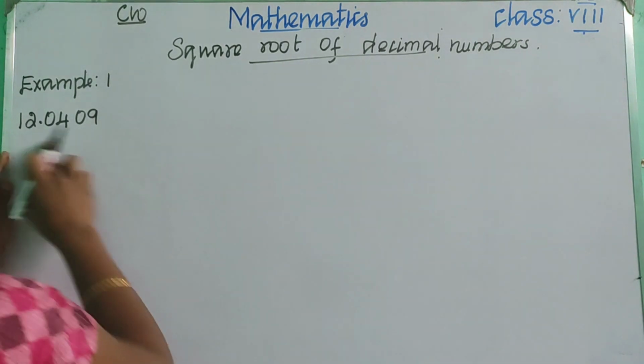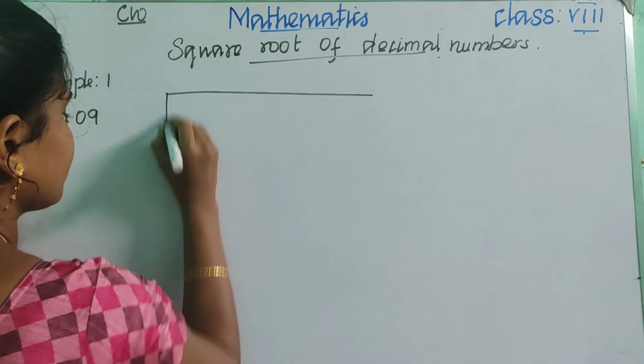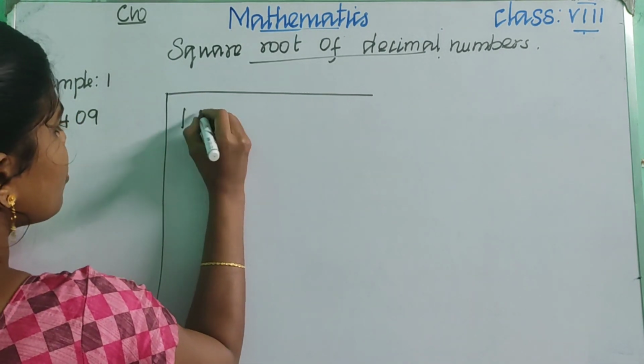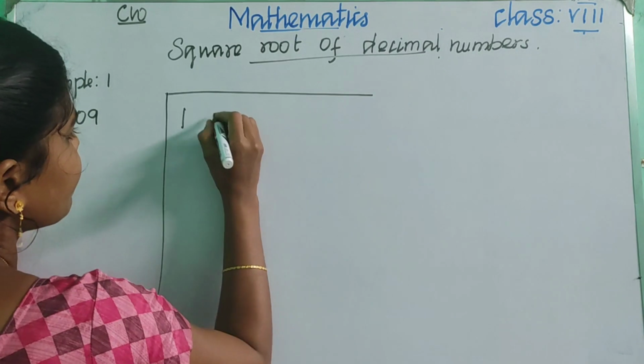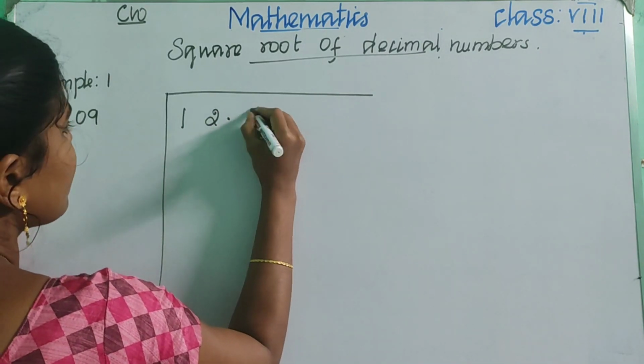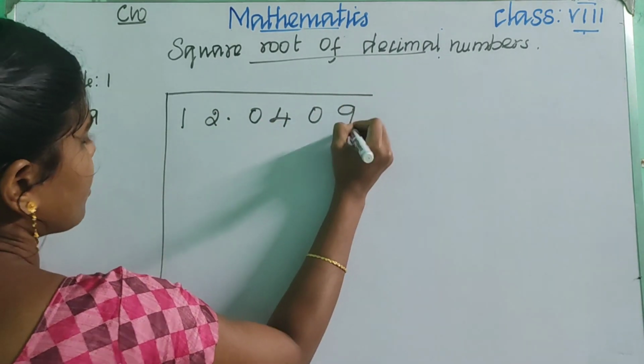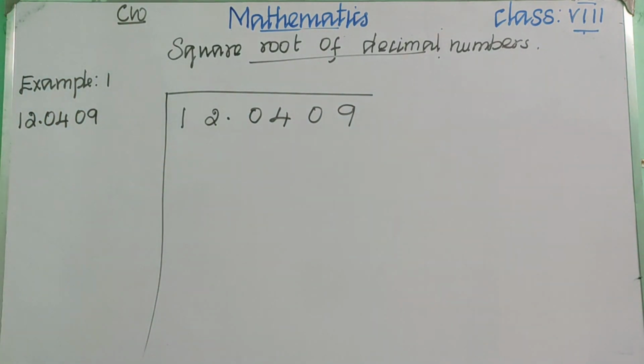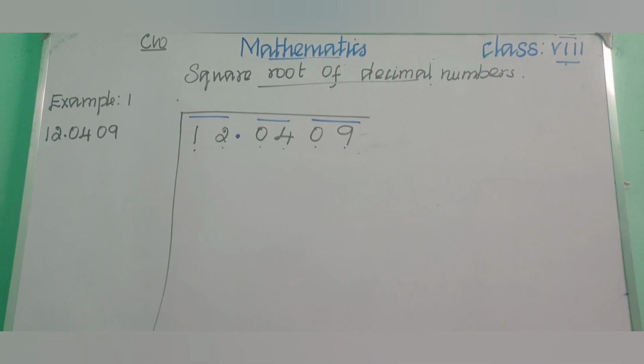See, we are going to do it by the long division method. So write that number, 12.0409. Okay, children. So already we did the long division method, right? Till now we have learned to find the square root by the long division method, prime factorization method and all, right? So in this sum we are going to find the square root for decimal numbers. Okay, children. So let us see.